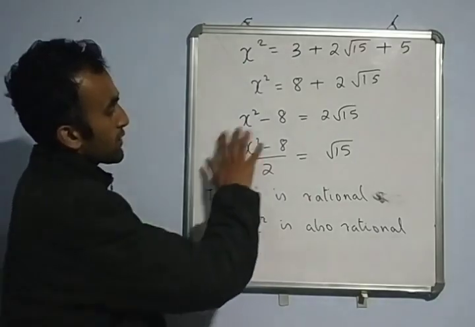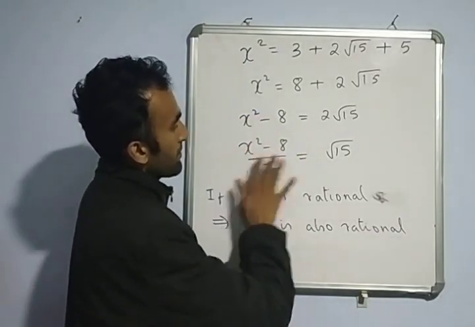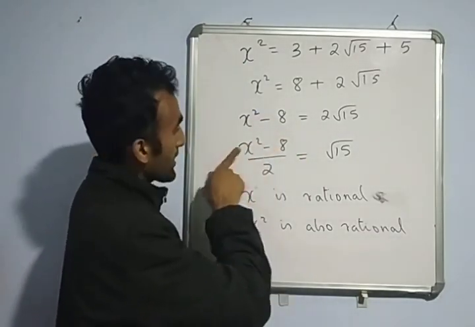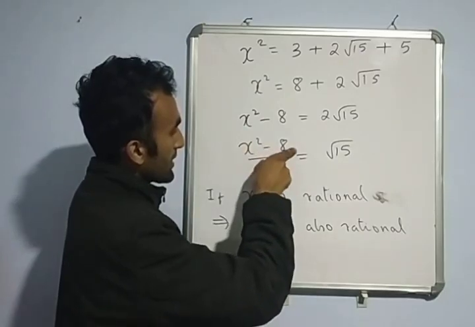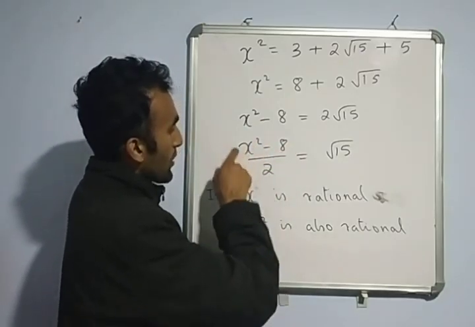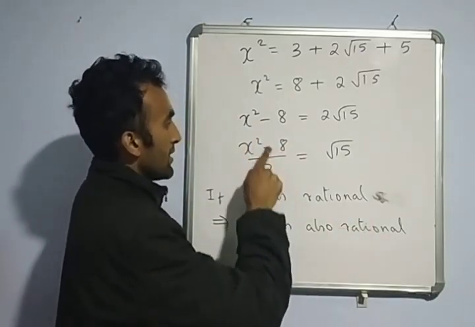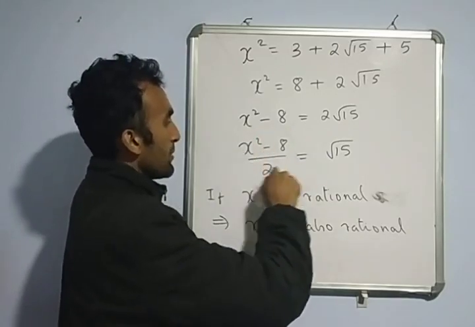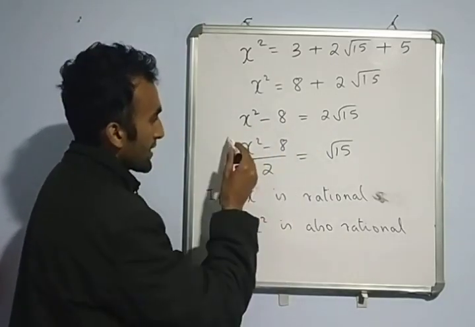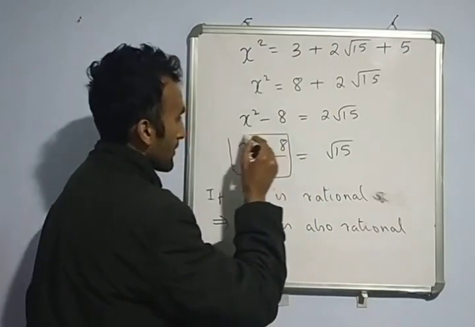Now x square is on which side? This side, no? See, x square minus 8 by 2. Now x square is what? Rational. If x square is rational, this whole thing will become rational or not? Just check.